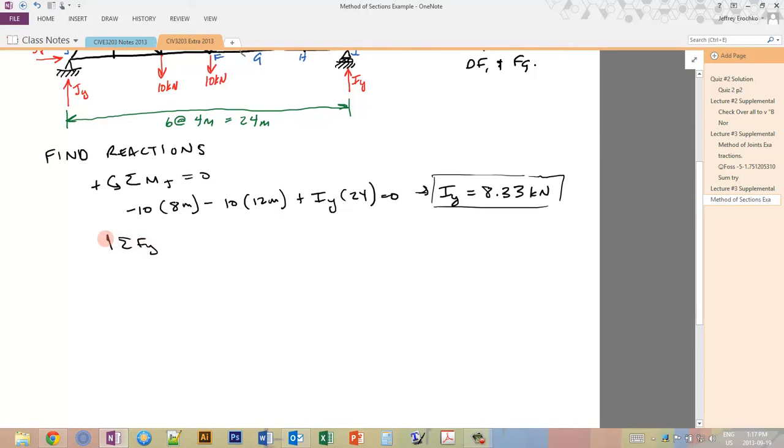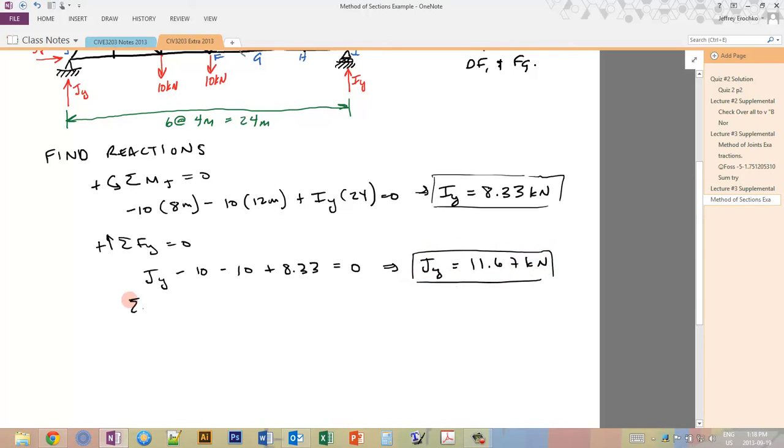So we have the sum of Fy equals 0. Here we have Jy, which is the reaction at the left side, minus 10, minus another 10, plus 8.33, because our reaction at the right side goes up. Solving this for Jy, we find that Jy is 11.67 kilonewtons. And then the sum of Fx is trivial, because we only have one force in the x direction, which is Jx, so Jx is equal to 0.